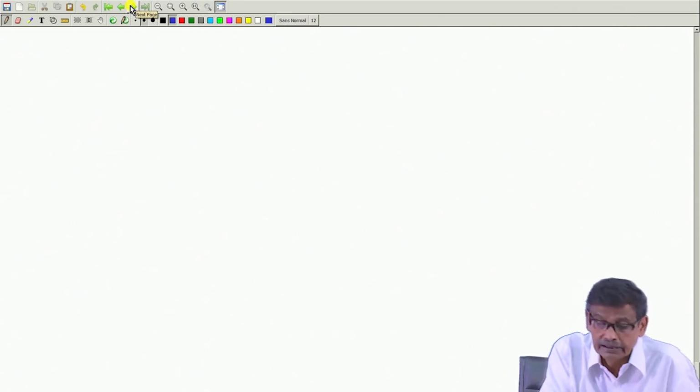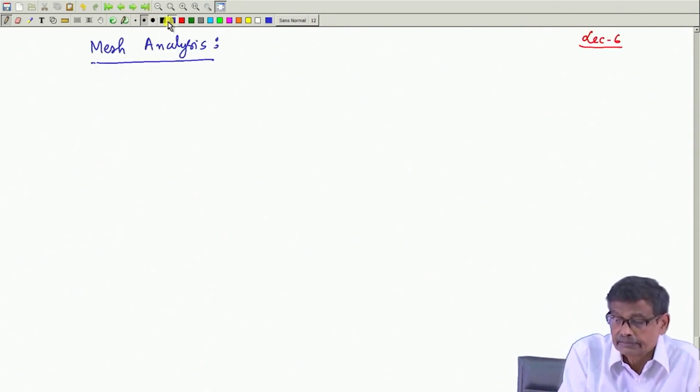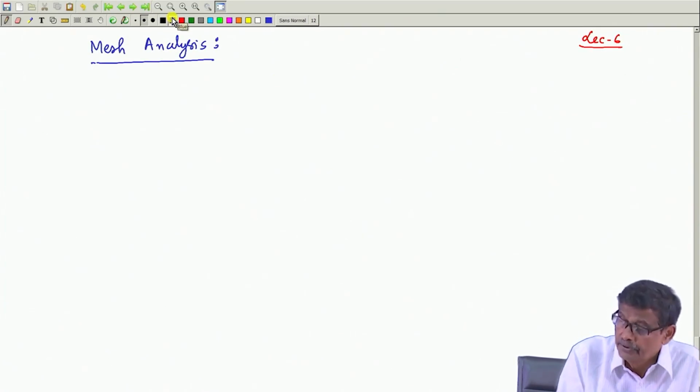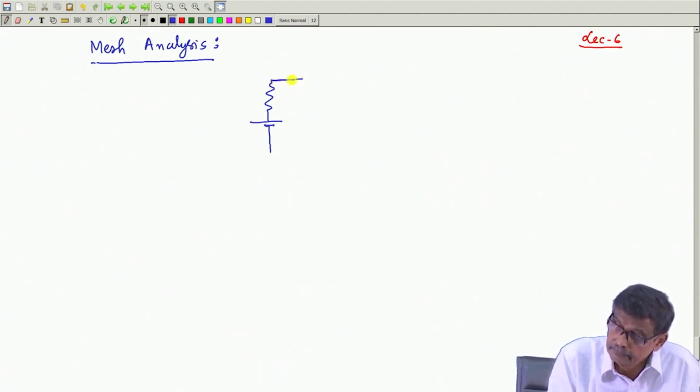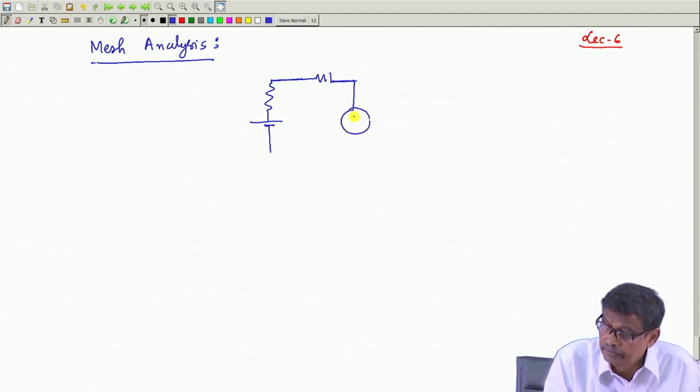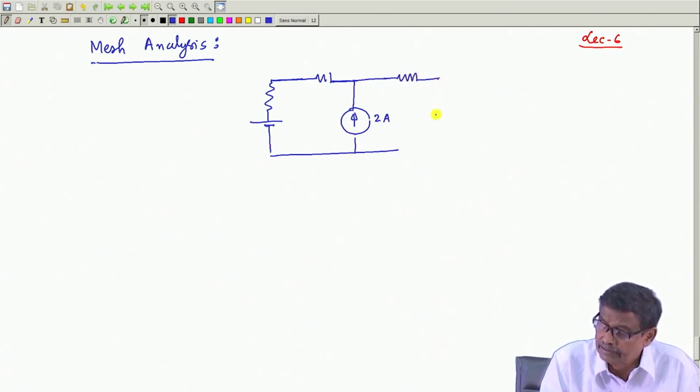when I consider a circuit like this? For example, you have a network like that. Suppose this current is 2 ampere and this is there, and here is another resistance, maybe another battery is present.